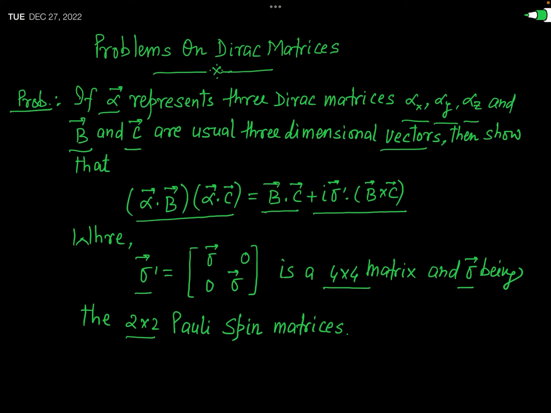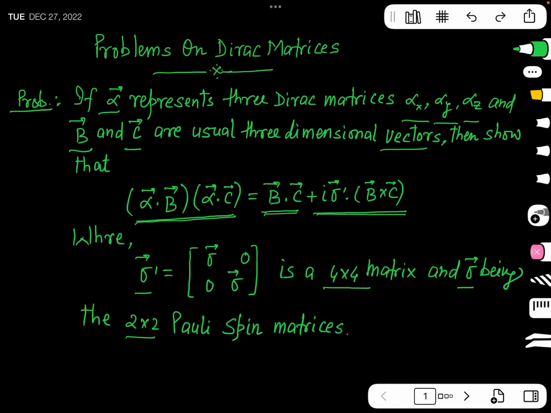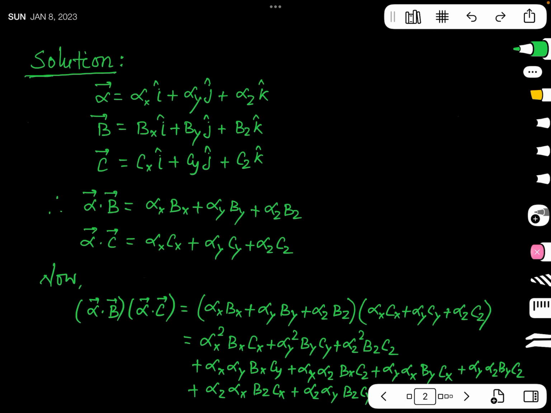This is a very simple problem by following the different properties of Dirac matrices which you have learned in the previous lecture. If all those properties are in your mind, you can solve this problem very easily. So let us see. Actually, in this problem, we have to prove that alpha dot B times alpha dot C is equal to B dot C plus i sigma dash dot B cross C. So first of all, let us see how we can express these vectors and these matrices in terms of their scalar components.